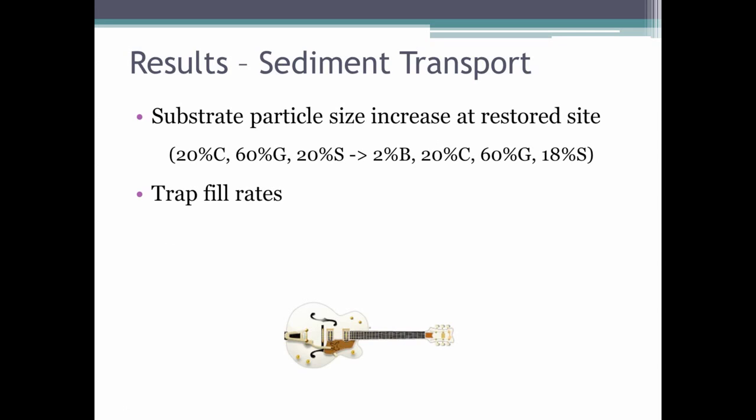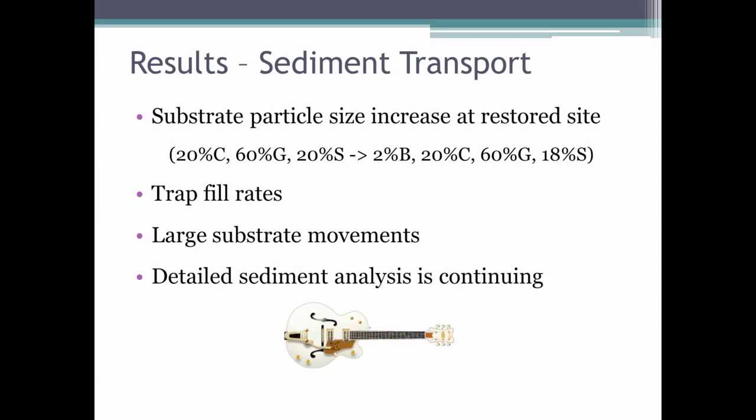And the large substrate movements, we were seeing more large substrate movements. This was using those bricks as an analysis, but we're still working on how to best present that analysis. Generally I can say the trend was just to see a decrease in large substrate movement, but that is still ongoing. And of course, the detailed sediment analysis on the particle size distribution and organic content, that analysis is also still ongoing.